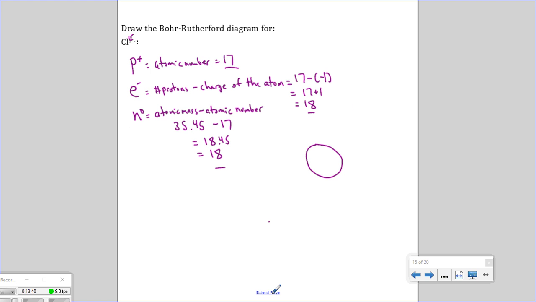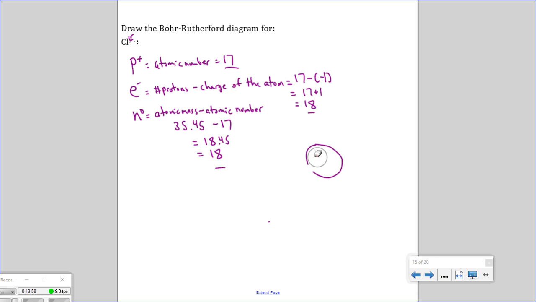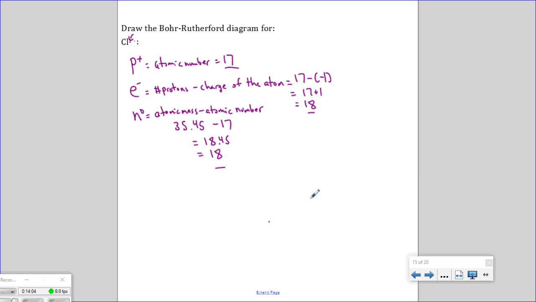Make myself a bit more space. So we'll draw a circle to represent our nucleus. We will write the number of protons in there. And I'm just going to look for an eraser because we don't want 18 protons. We want 17 protons. So we have our circle for our nucleus. We have 17 protons in our nucleus, and then we have a total of 18 neutrons, and then we're going to draw the orbits for our electrons.